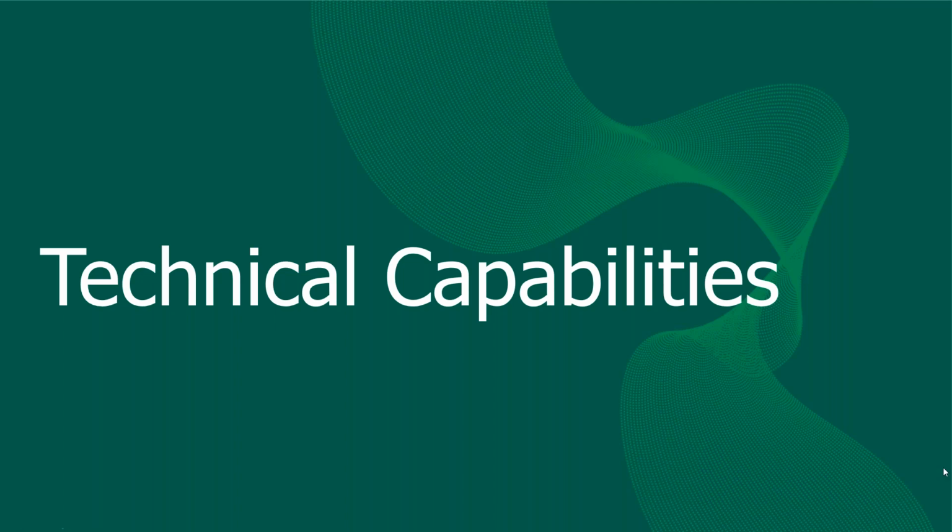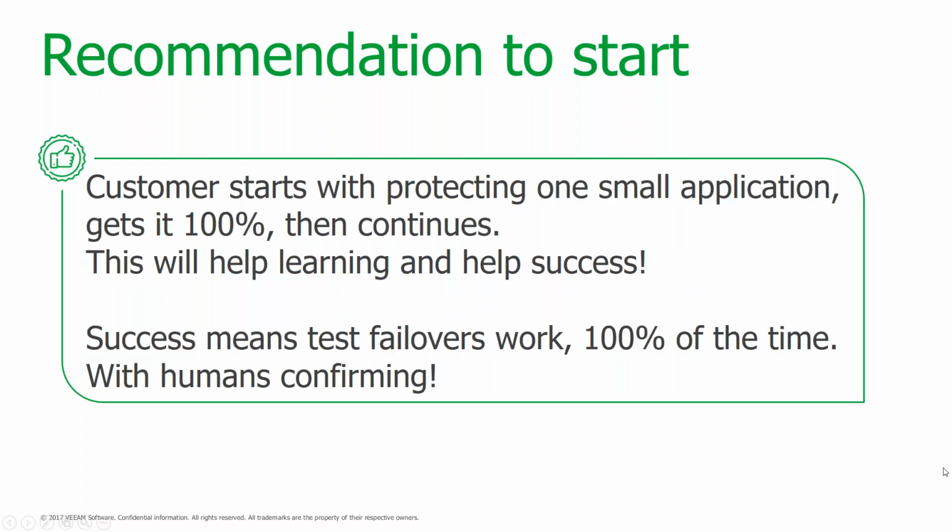So we're going to dive right into some of the technical capabilities. Let's start with recommendations for starting something like this. You want to get involved in setting up orchestrated DR for your environment. So my advice is always to start with one small application. Get it 100% right, get your people and processes down. Then once you have that one application working 100% end-to-end, start with another one, a bigger one, and eventually you'll be able to protect all the applications in your environment.